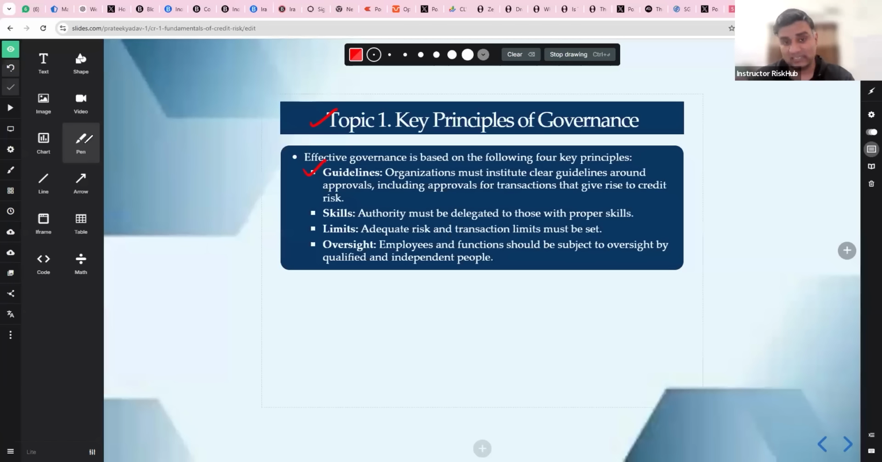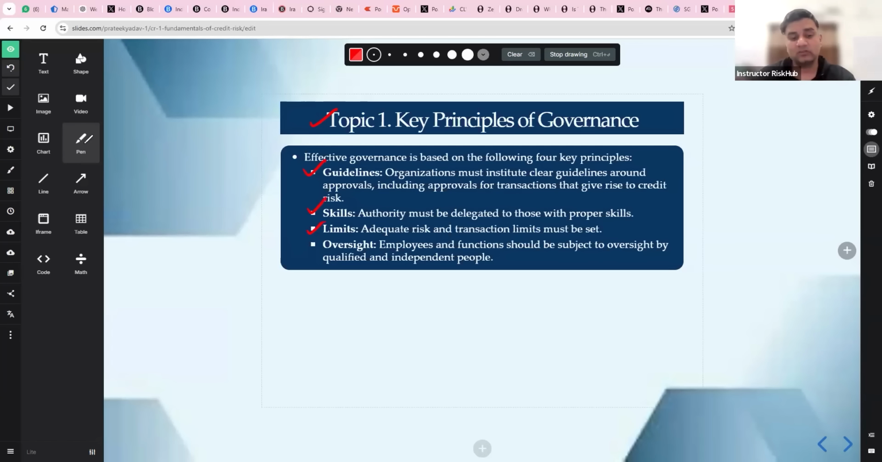You need to understand the skills. When you talk about skills, what is it? Your authority. Authority must be given only to competent people. You cannot allow junior staff approving a large exposure, or a sales-driven employee overriding your risk. This connects to your operational risk, which is human error, the model risk, incorrect interpretation, the risk culture. So FRM wants you to understand that risk failure often happens due to incompetence, not bad models.